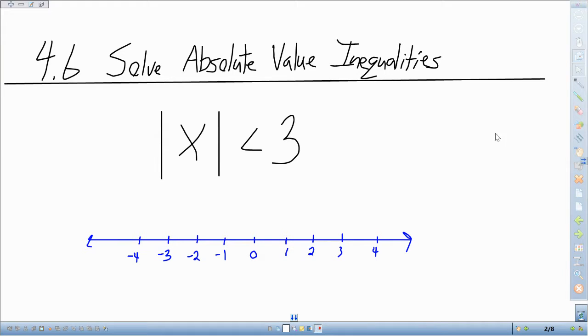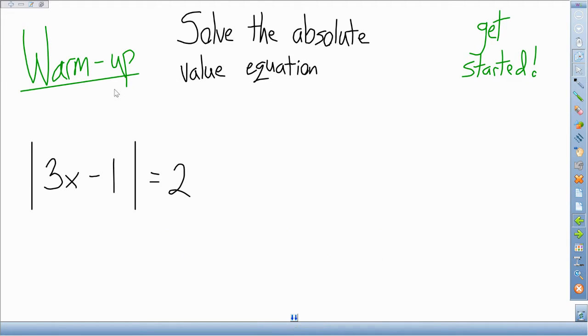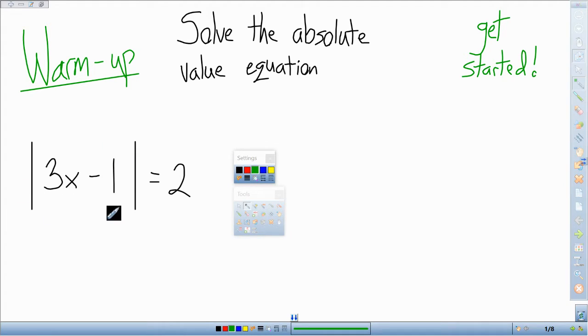Hey everybody, so we are getting into 4.6, solve absolute value inequalities. Before we do that though, I'm gonna have you guys try a warm up real quick on solving absolute value equations and see if you remember how to do that. Just to get you started, once the absolute value is isolated, which it is on this one, you can go ahead and split it into the two equations and then solve both equations. Go ahead and see if you remember it.